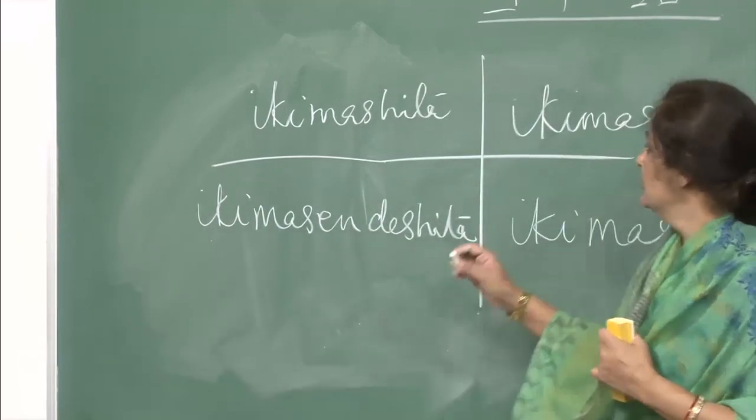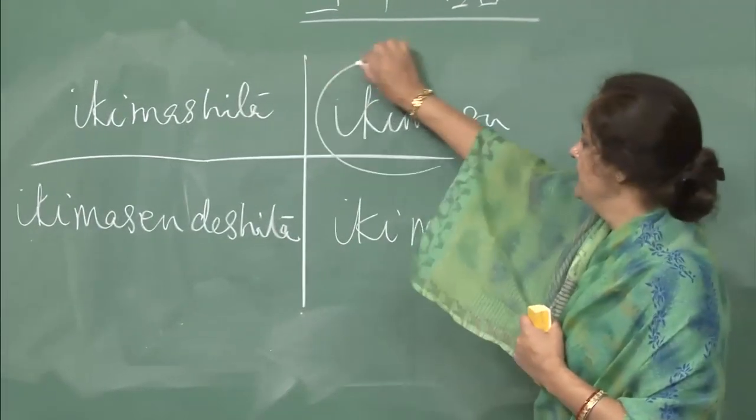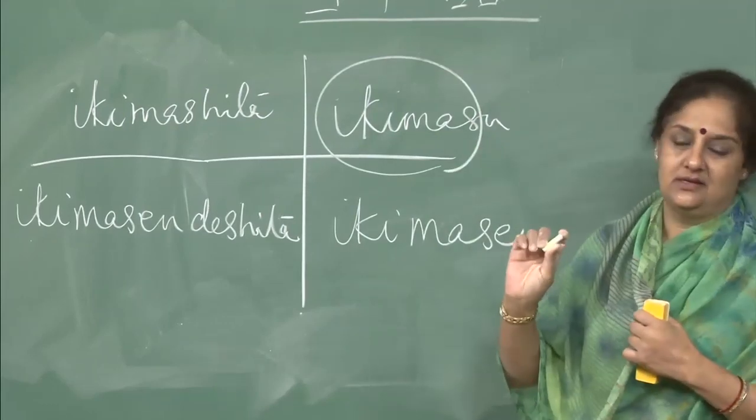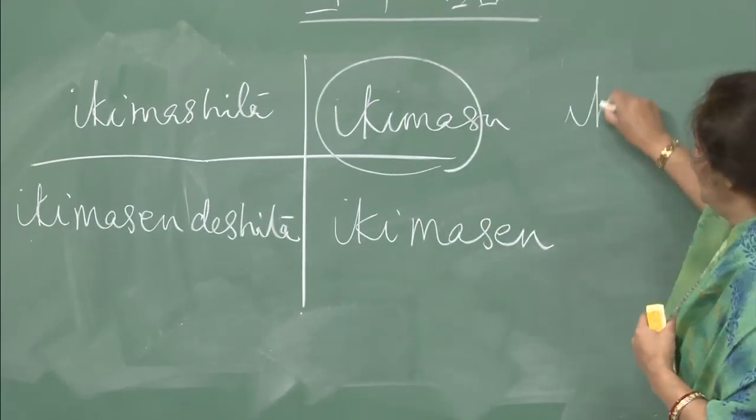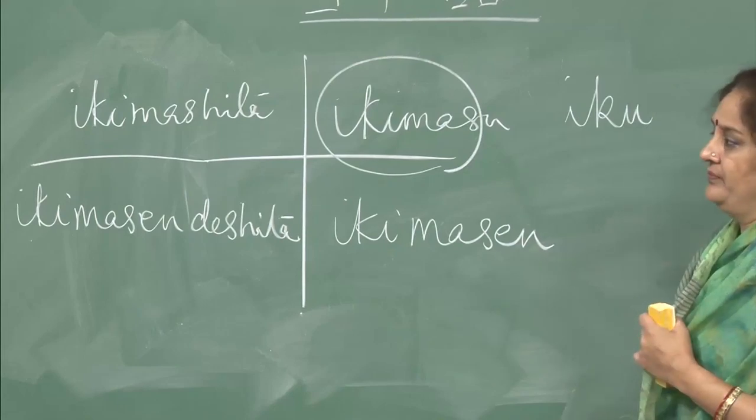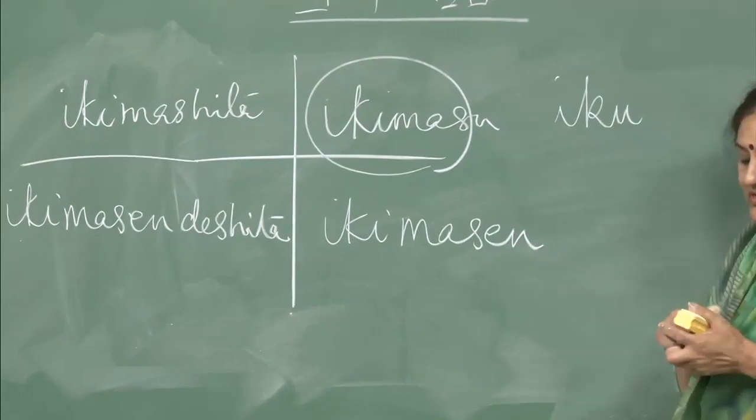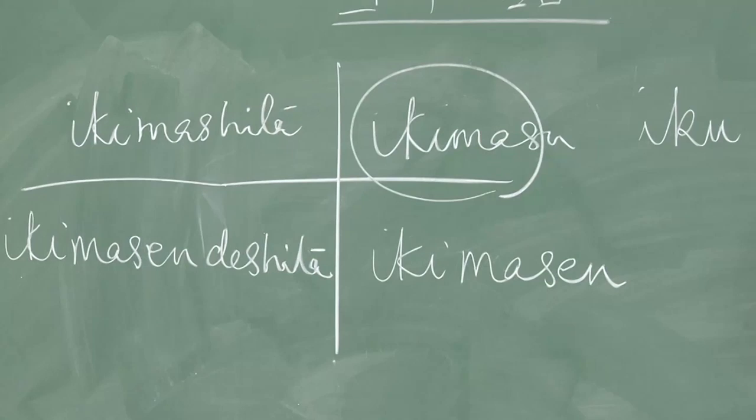Today, we will do the plain form for ikimasu, which is iku, and all the other verbs as well. This will help you to make better sentences. So, let us see what we have over here.